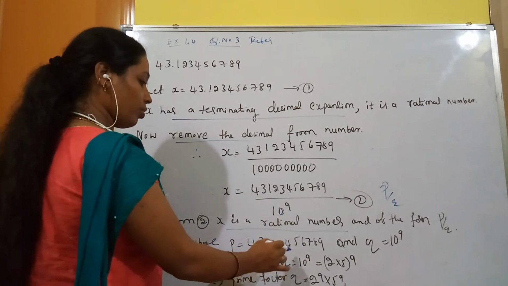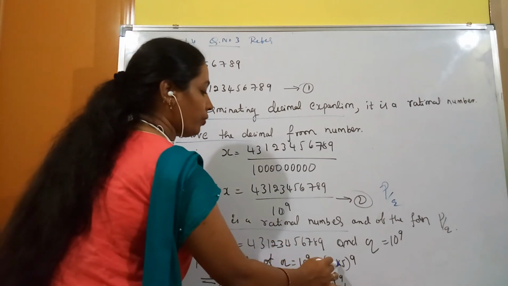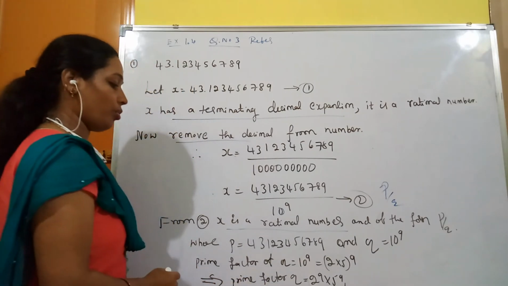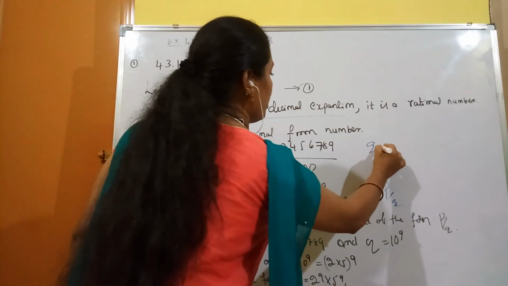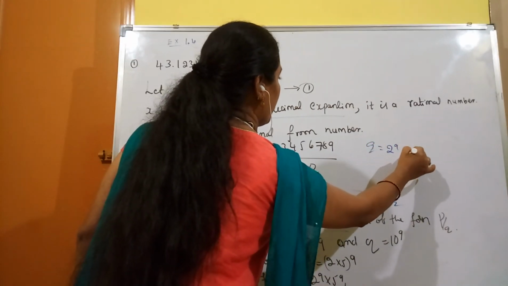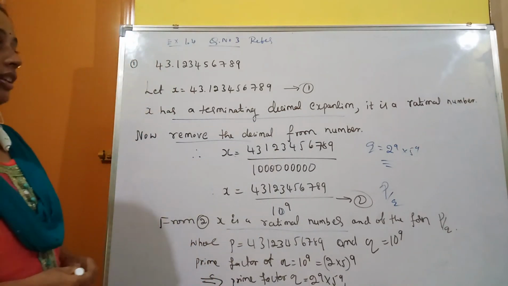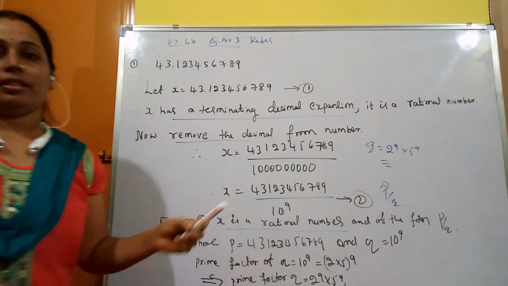The prime factors of the denominator 10 can be written as 2 into 5, whole power 9. Therefore, what are the prime factors of q? The prime factors of q are nothing but 2 to the power of 9 into 5 to the power of 9. It's a very easy problem. You have to understand clearly.